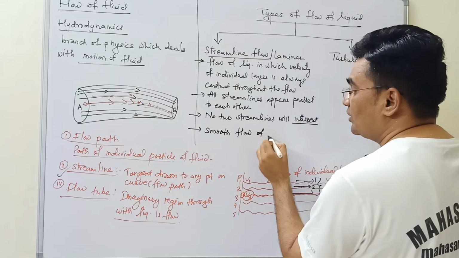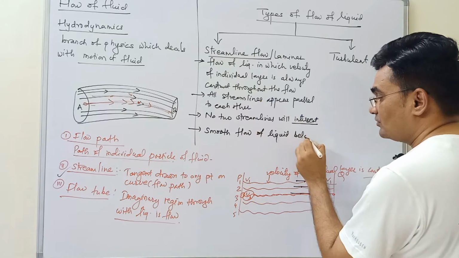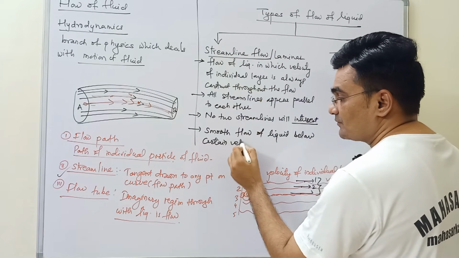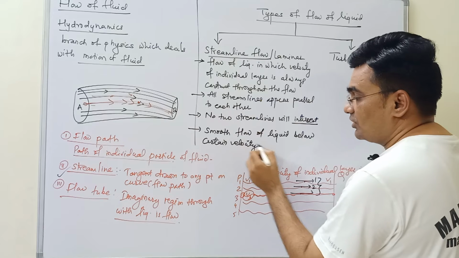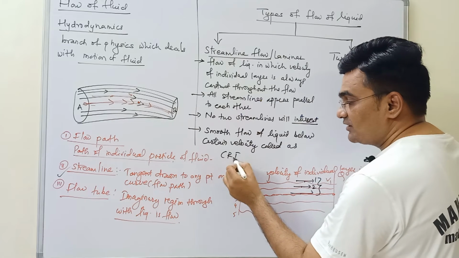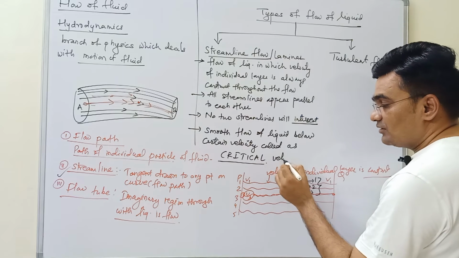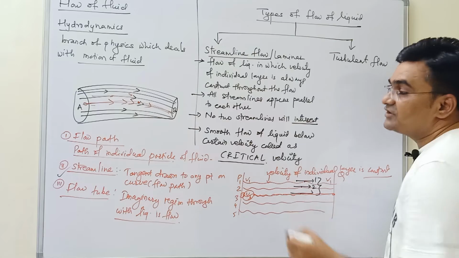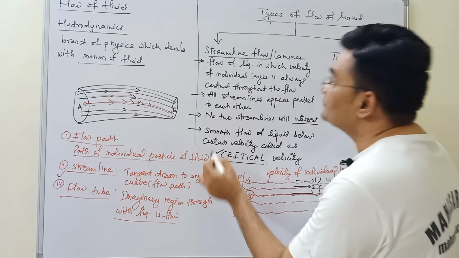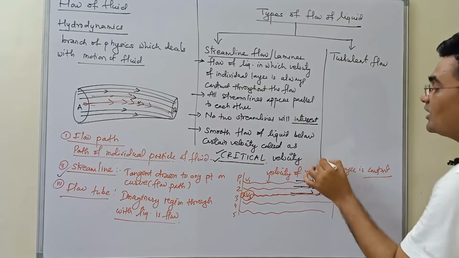of fluid or liquid below a certain velocity. That certain velocity is called critical velocity. So in short, if I want to define it, the flow of liquid which is flowing with a velocity less than the critical velocity is called streamline flow.